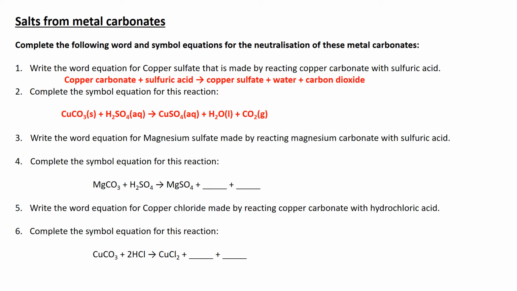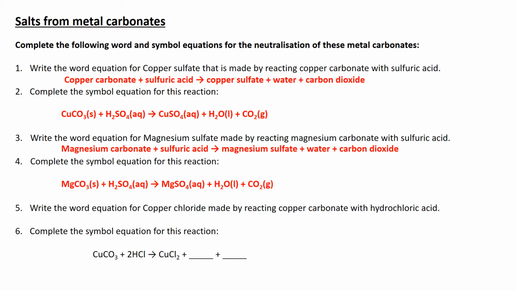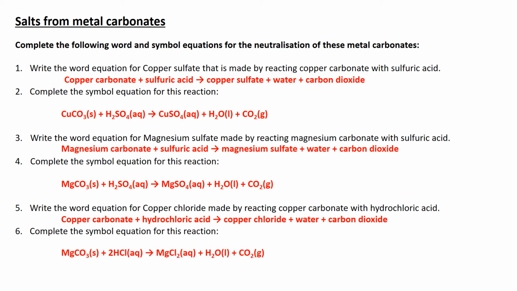And then write the word equation for magnesium sulfate by reacting magnesium carbonate with sulfuric acid. So again, we know that it's magnesium sulfate, water and carbon dioxide. These are all exam questions, and you'll be getting 2 marks for each correct line. Write the simple equation for this reaction. And there again it is perfectly balanced. Word equation for copper chloride made by copper carbonate with hydrochloric acid. Because it's hydrochloric acid, we know it's a chloride salt, and it becomes copper chloride. Complete the simple equation for this reaction. And again, there you are, perfectly balanced.